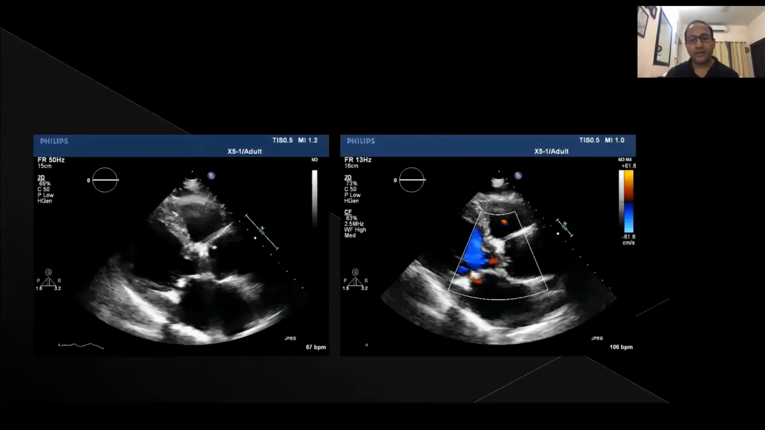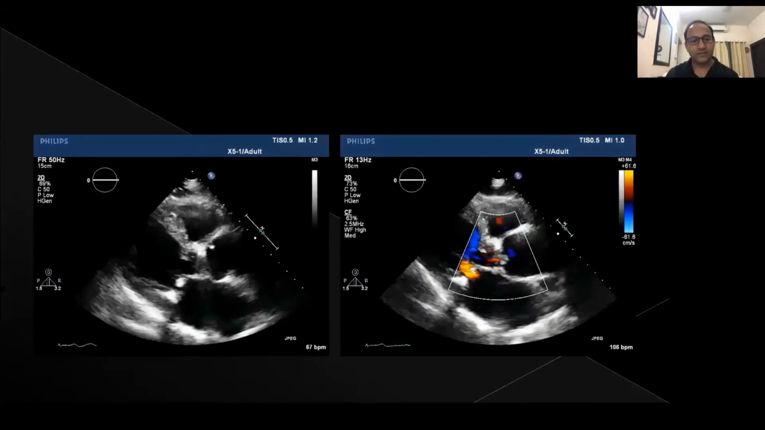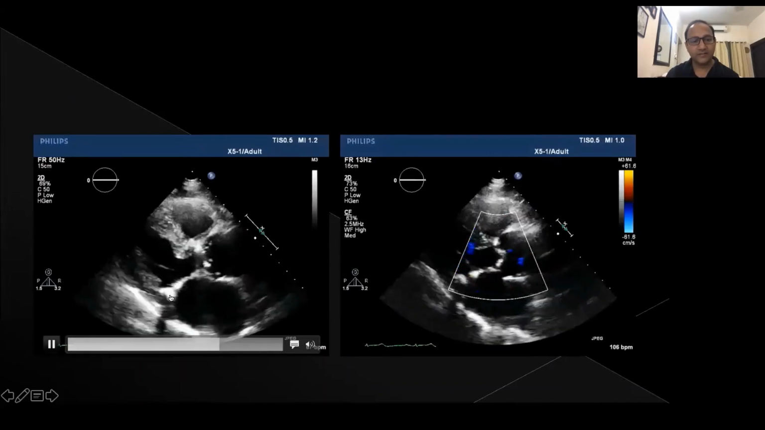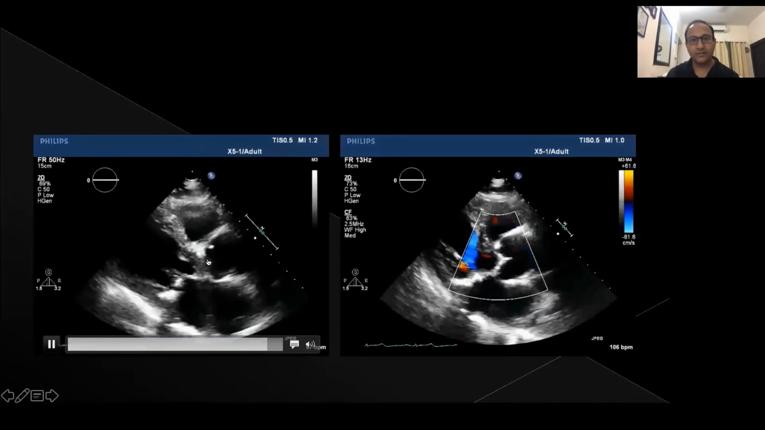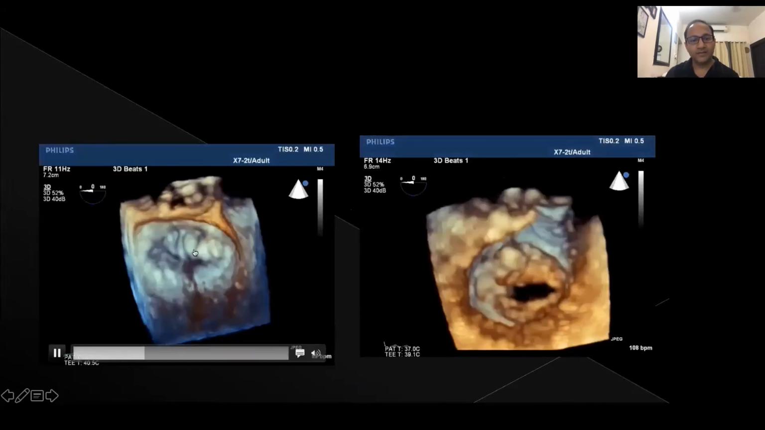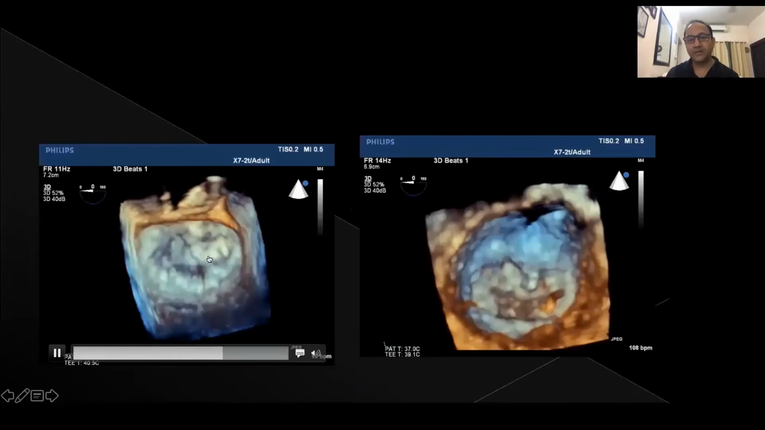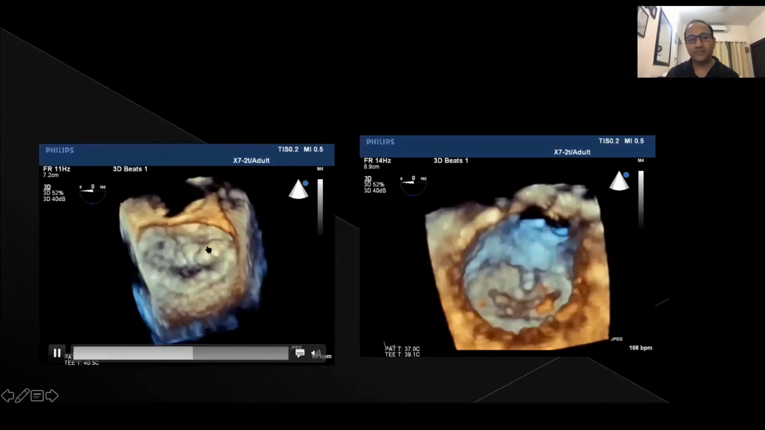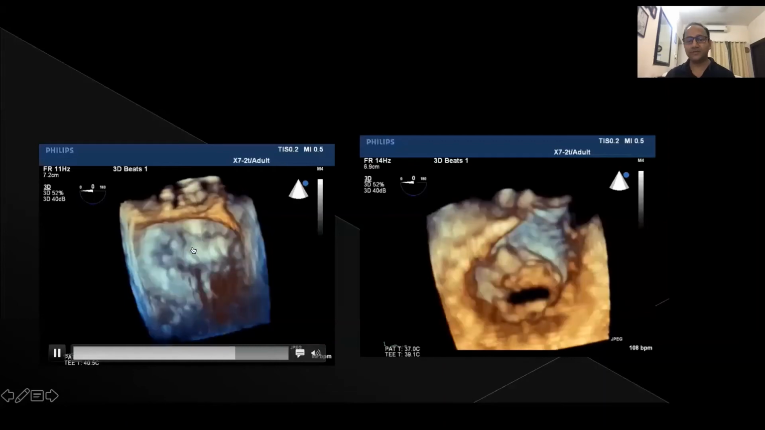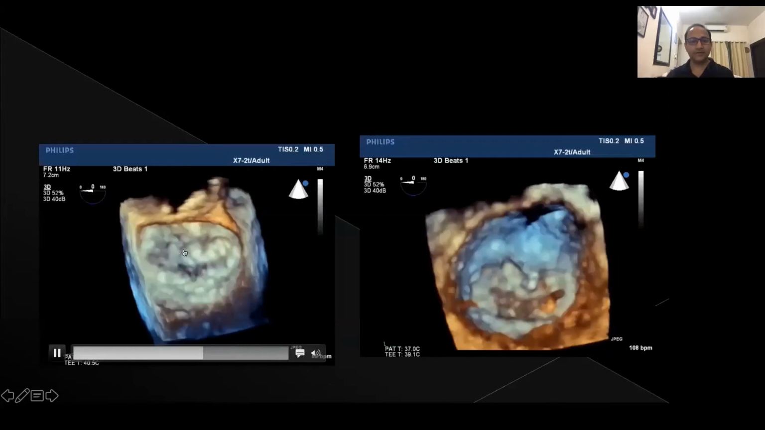And then you have the same patient, you can see the significant mitral annular calcification, some aortic sclerosis as well. And this is the same patient. You can see, so planimetry can come to your aid, and you can actually look at the mitral valve morphology, which gives you a much better idea in terms of the severity of mitral stenosis in these cases.